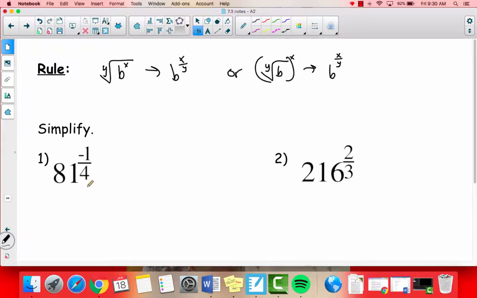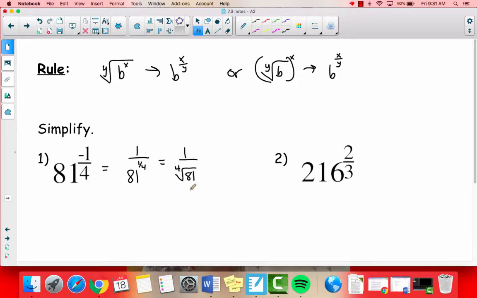So here's our first example. We have 81 to the negative 1/4. So the first thing you should notice is that our exponent is negative, and if you remember back from our exponent rules, negative exponents have to flip. So it's going to be 1 over 81 to the positive 1/4. Well, we may not know what 81 to the 1/4 is very easily. However, you might be able to recognize it more if you write it as a 4th root. So this is the same as the 4th root of 81.